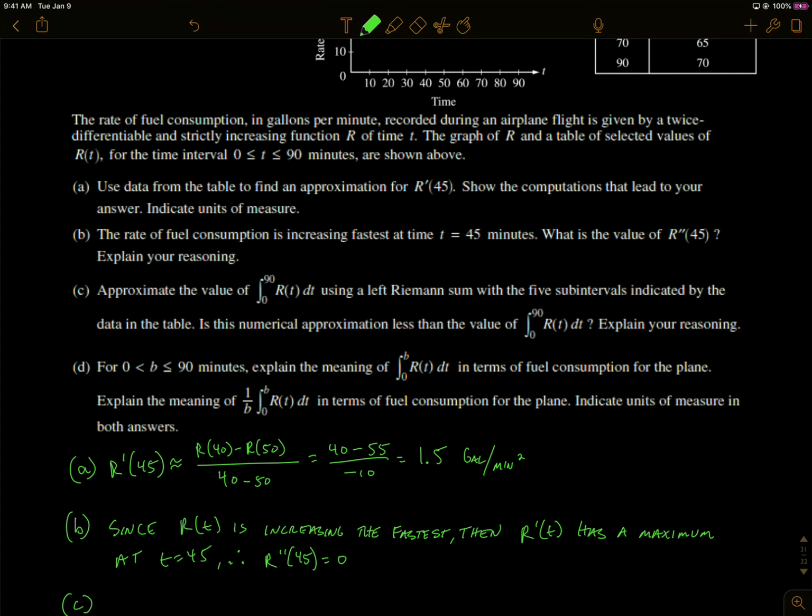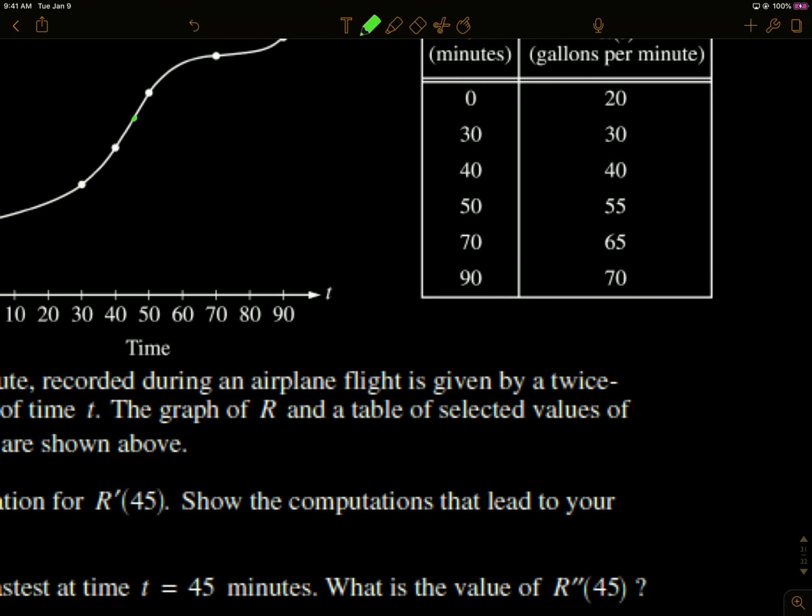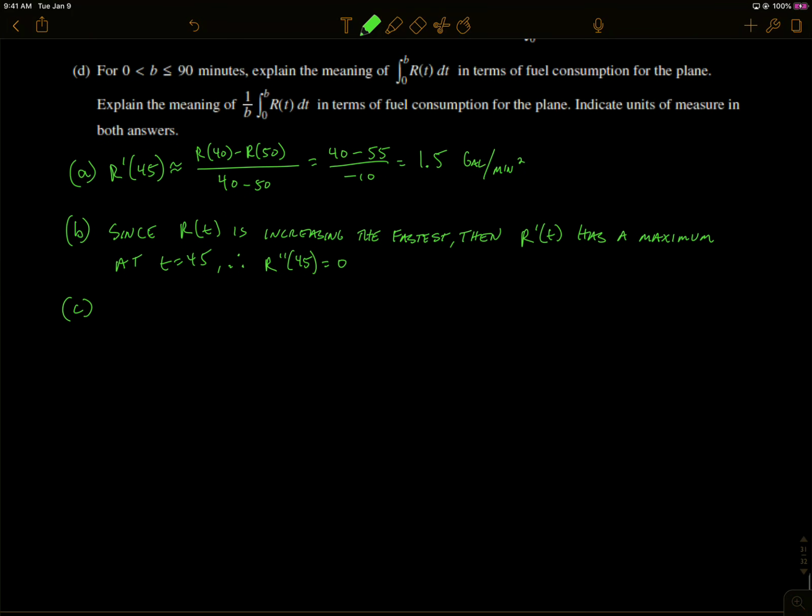C says, approximate the value from 0 to 90 of R of t using a left Riemann sum with the 5 subintervals indicated from the data on the table. So we're going 0 to 90. So we're using all of these. We're using 1, 2, 3, 4, 5 subintervals.